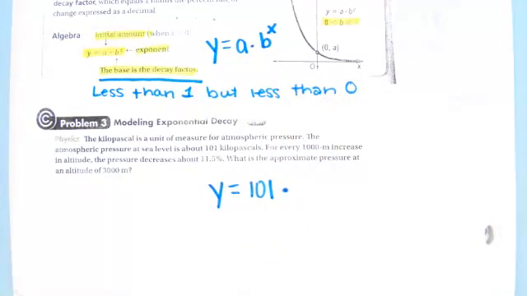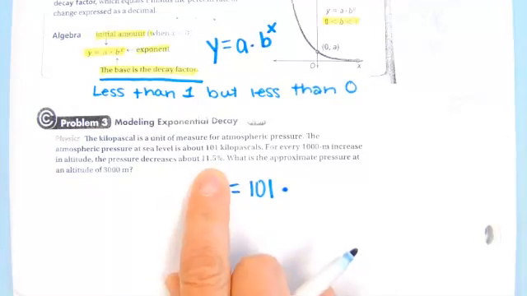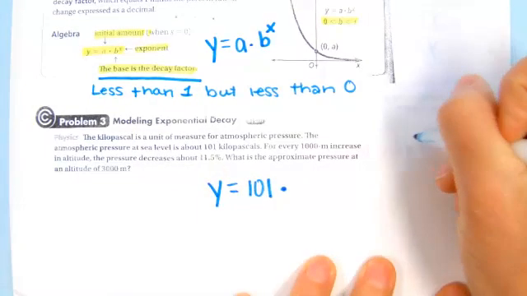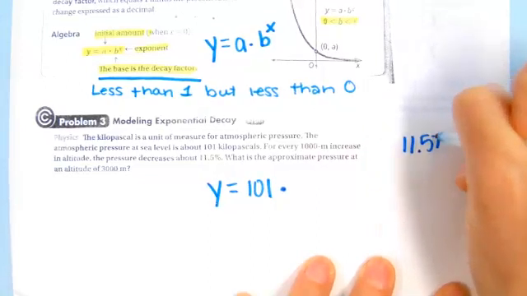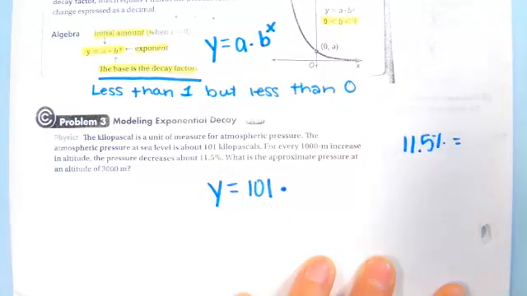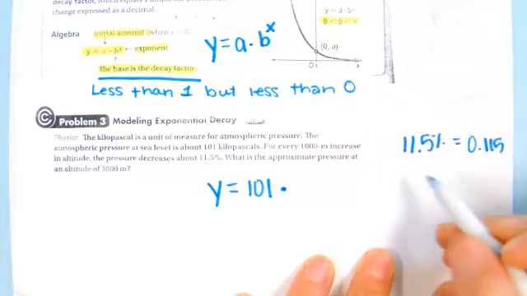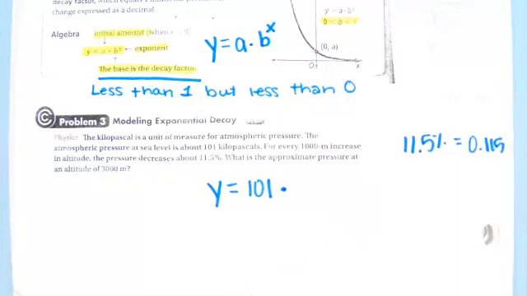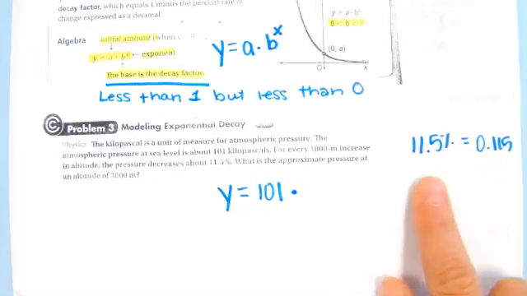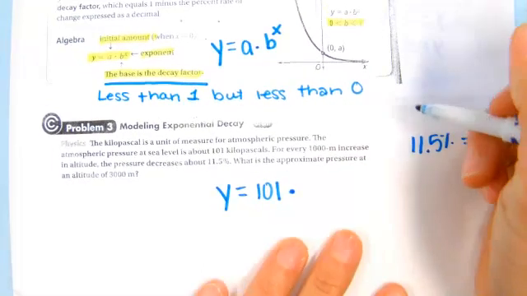Now, 11.5% is how much is decreasing. Here's the difference too. If we change this to a decimal, what does 11.5% equal as a decimal? Go ahead, David. 0.115. Yep, because if you move the decimal twice over. But that's not the decay factor, because that is how much is decreasing. What we want is how much is left. If this is decreasing by 11.5%, then what would be left?